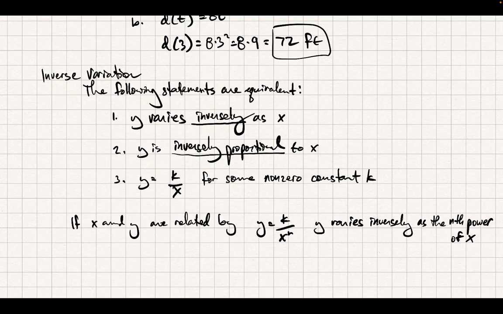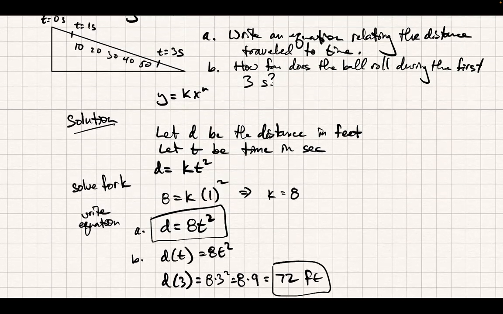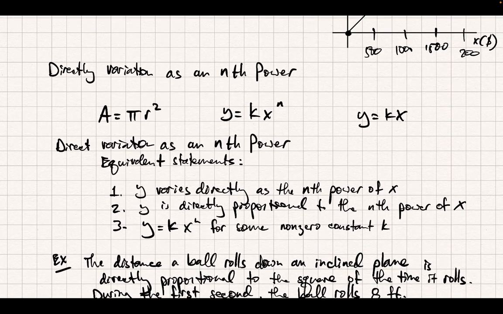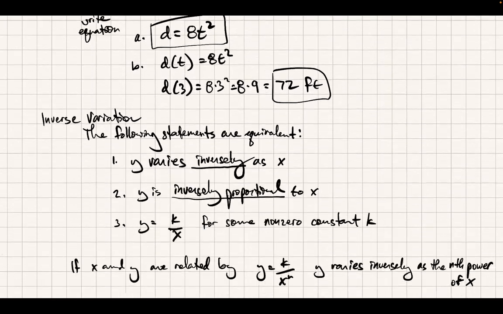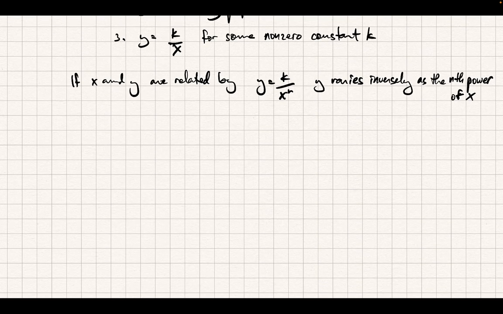So we've got a bunch of different variations here. We've got direct variation, direct variation as the nth power, inverse variation, and inverse variation as the nth power. So we've got 3 models. That's 4. We've got 4. I just circled 4 things and said 3. That's not great. I'm a math teacher.